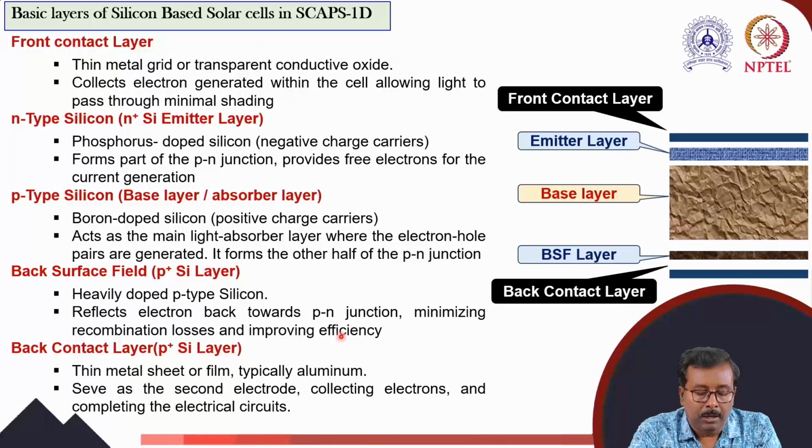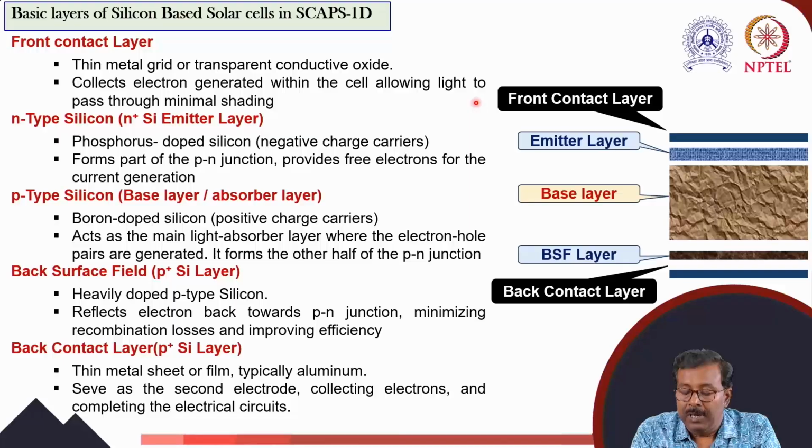Now we will simulate the structure, but before going to that, basically this SCAPS is used for thin film solar cell simulation. So what is the basic layer structure of a solar cell? Already we discussed, but here we want it in terms of software language. First of all, this is the front contact layer. This front contact layer is basically a thin metal grid or transparent conducting oxide which collects the electrons generated within the cell, allowing light to pass through with minimum shading.